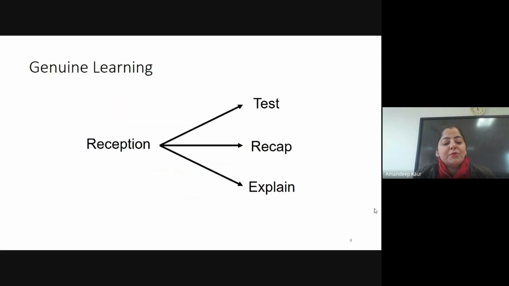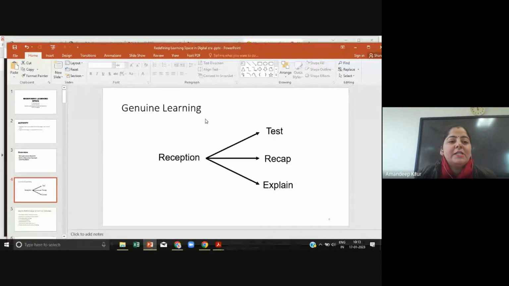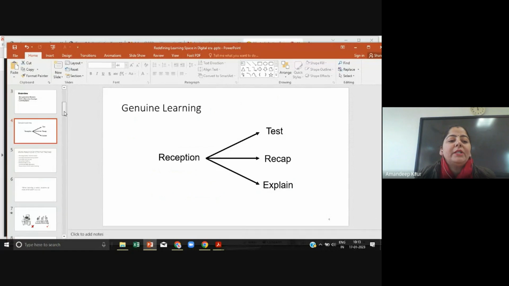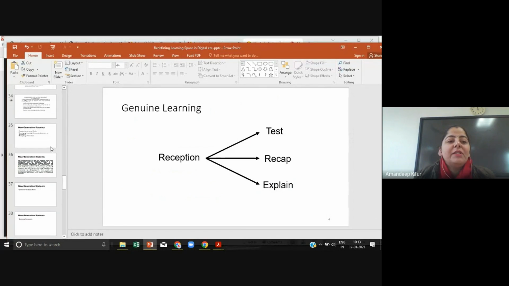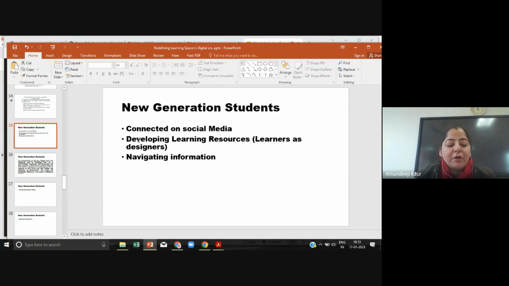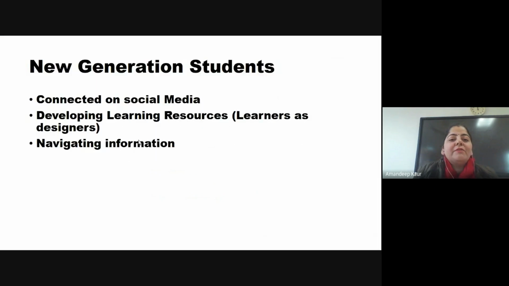When it comes to the change of the learning spaces, it is being said that it is not only the teacher who is going to provide me the information, but yes, with the help of the teacher, it is possible for me to use that information for my teaching learning activities. So first we talk about the new generation students. Why are the learning spaces changing at a very fast rate? Because we have a different kind of student population.